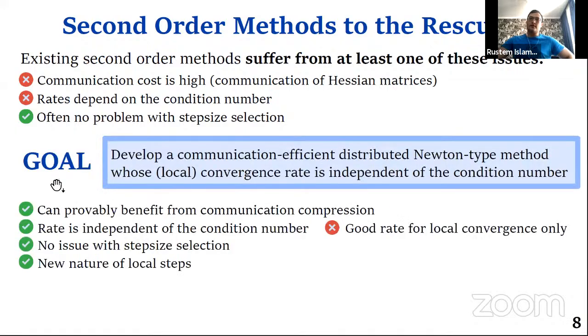So our goal is to develop a communication-efficient Newton-type method whose local convergence rate will be independent of the condition number. So this is the main goal of our work.